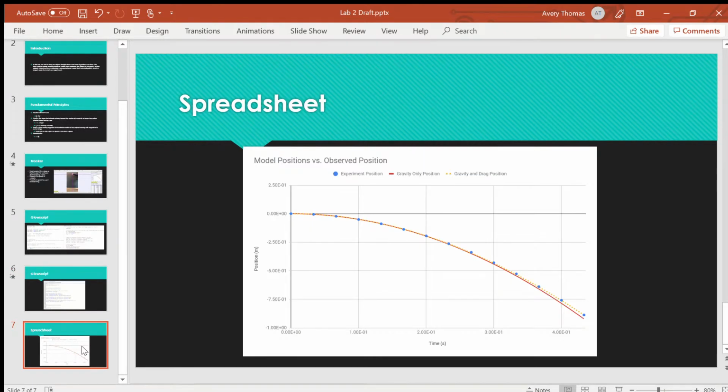To compare my results, I plotted this all in a spreadsheet where the blue points are from my experiment, the orange dashed line represents my gravity and drag model, and the red line is my gravity-only model. You can see that without drag, the ball accelerated faster, explaining the difference in those two lines. However, the two lines follow the same general path because they both account for the gravitational force, which is much larger and more significant than the drag force.